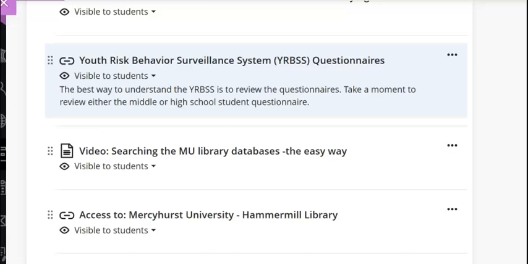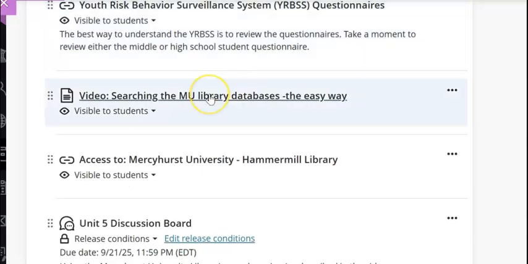And what the data does show, not just the questionnaires, but after they're submitted to so many students, what are we finding? What are the results of these questionnaires? And so now we're going to go on to make sure that everybody has a foundation in searching the Mercyhurst University library databases. I say it's the easy way. So there's like an 8-minute video that I put together about one of the easiest ways to search the library databases and still get good information.